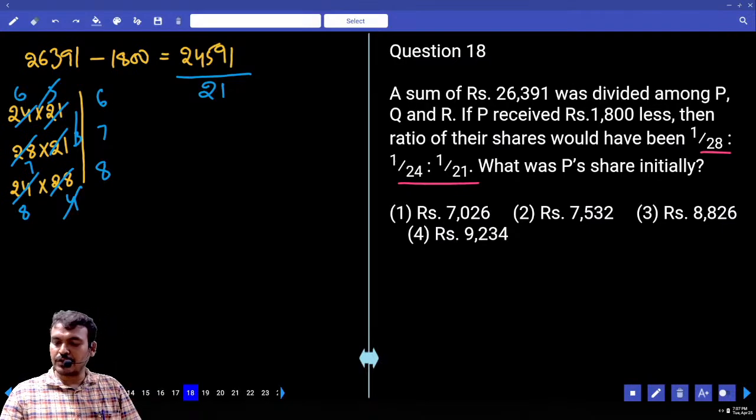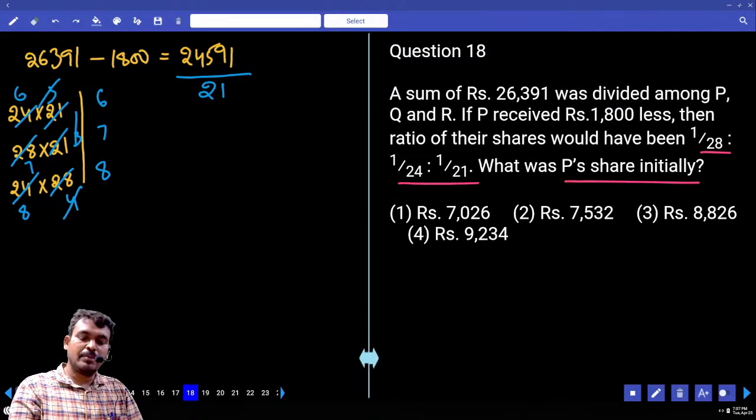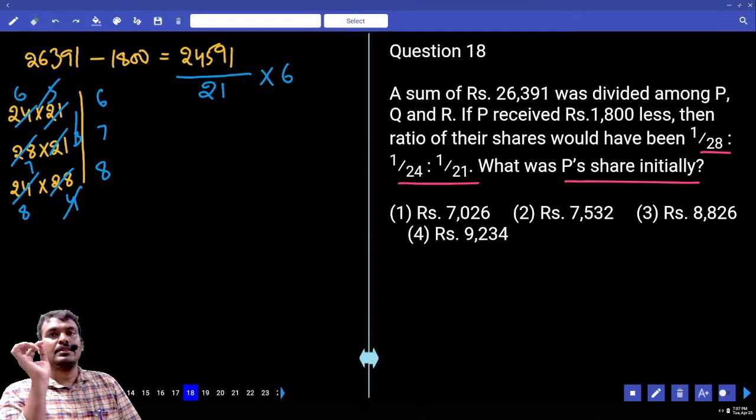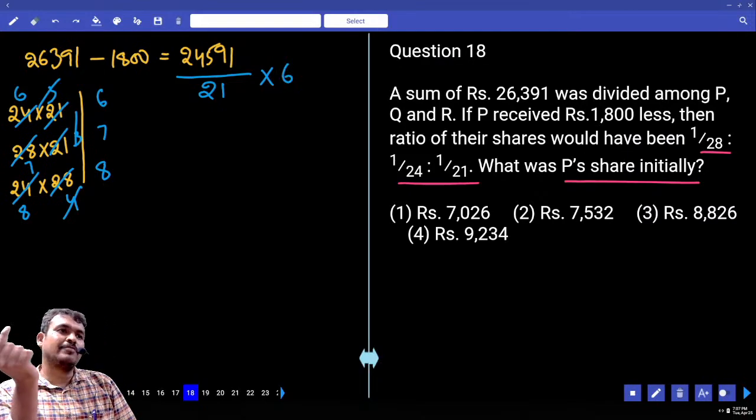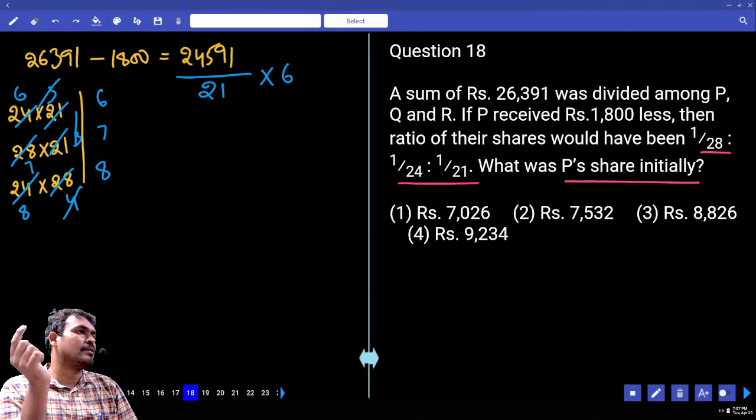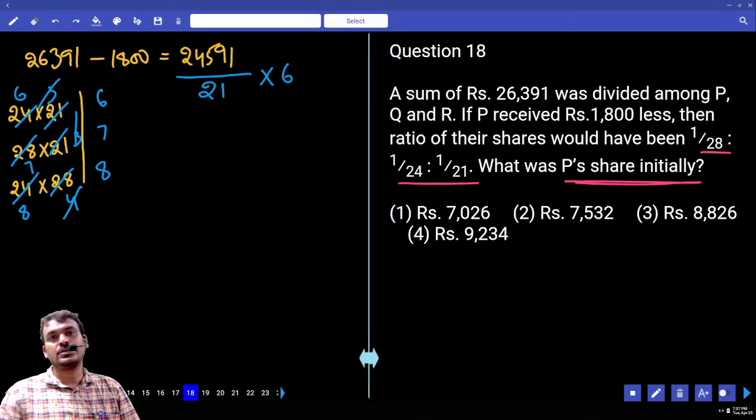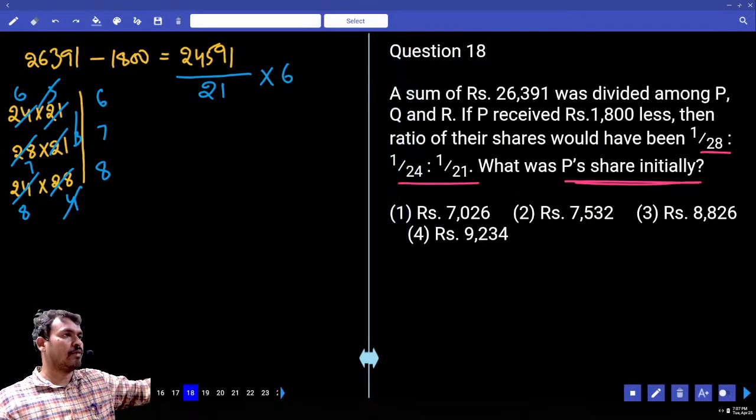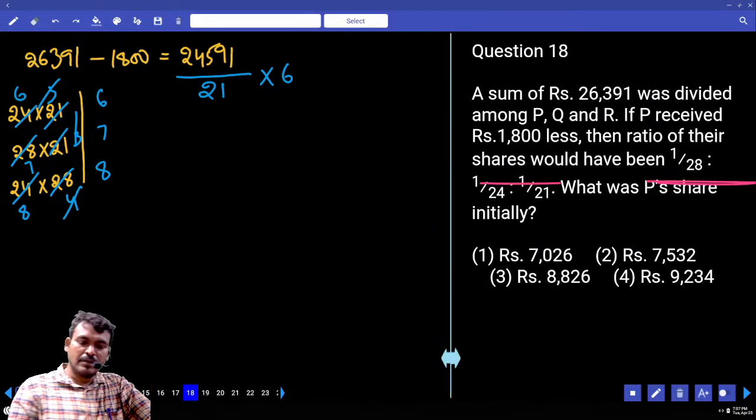Again, we required which one's share? P share. Multiplied by how many times? 6 times. That 6 parts value is after subtracting 1800 or including 1800? After subtracting 1800. What is the question here? P share initially, means we get the P value. Again we are adding 1800, or first 21 by 6.